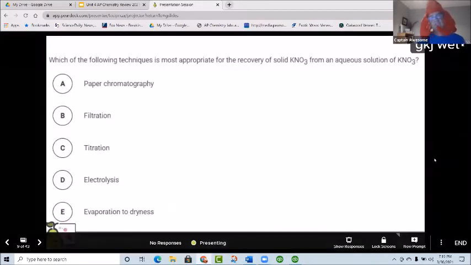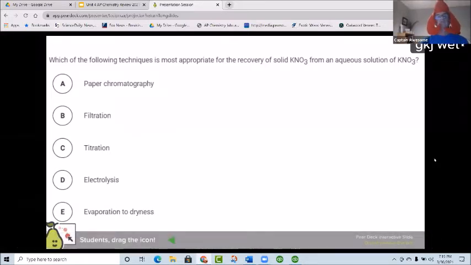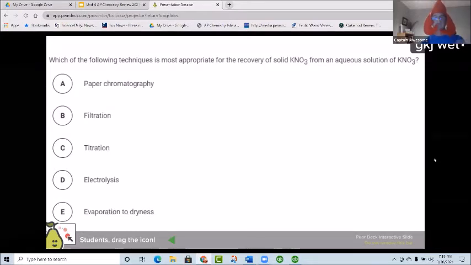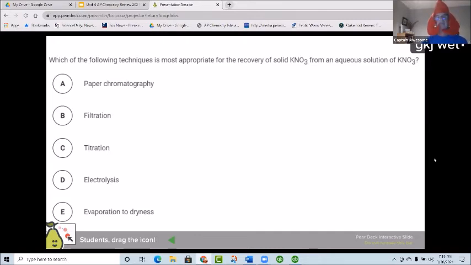All right, and the last thing from Unit 3 before we move on to Unit 4: which one of those would be the best technique for recovering solid potassium nitrate? So you drag the icon to what you think is the correct answer. Which one of those is the correct way to get solid potassium nitrate from a solution of potassium nitrate?